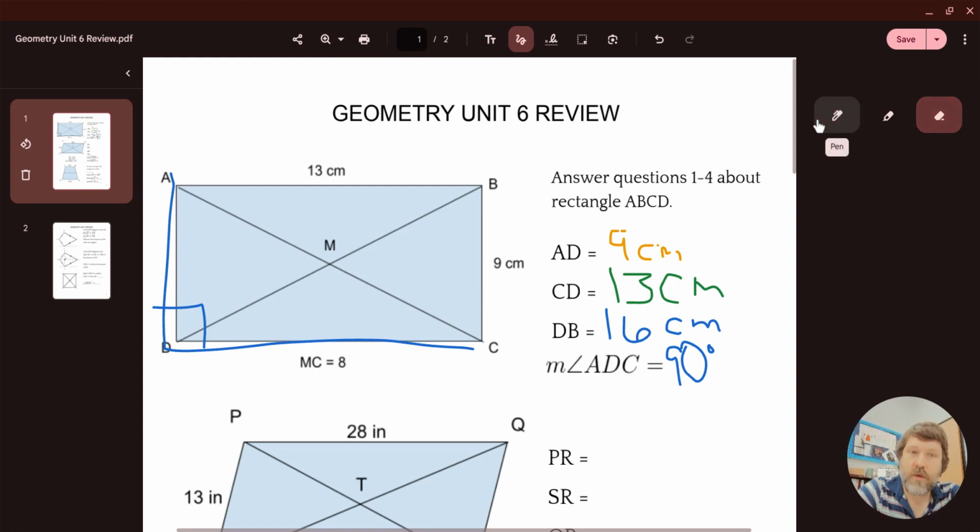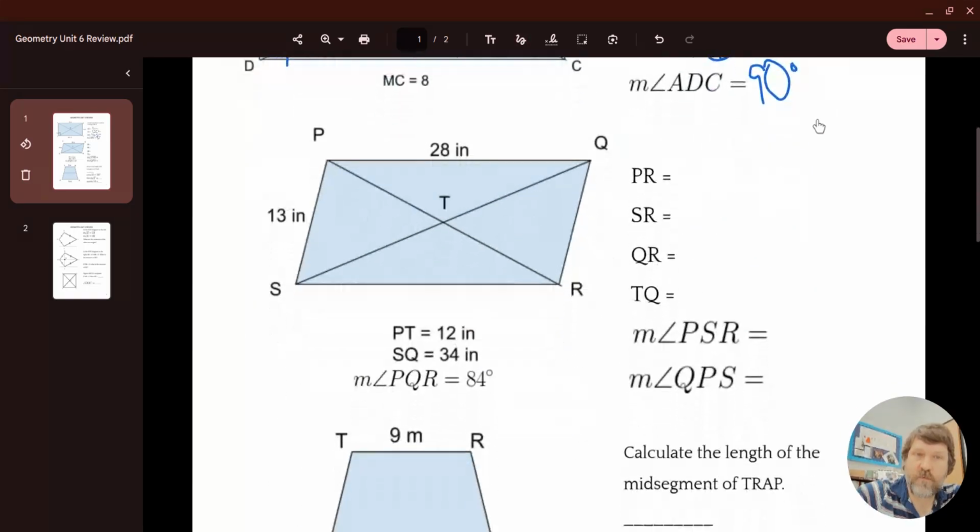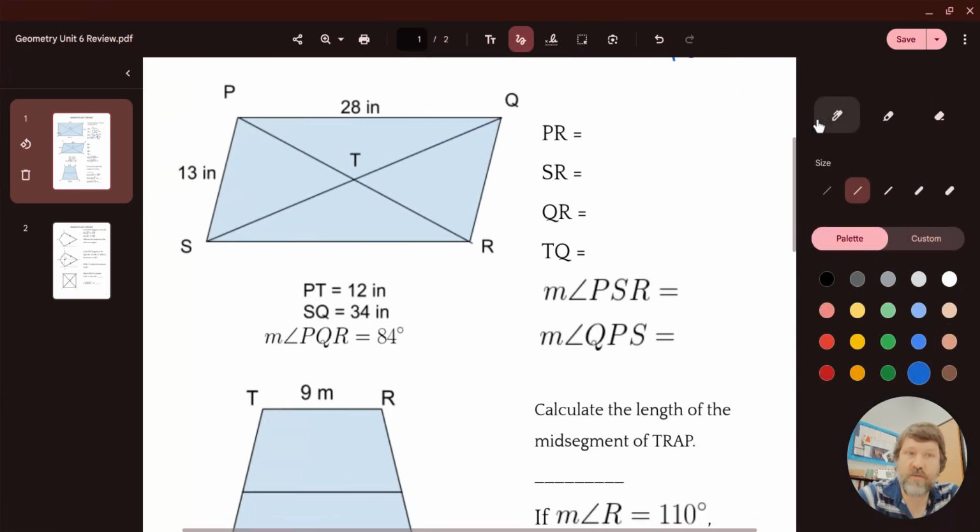All right, so I'm going to go ahead and scroll down here for us. All right, let's look at this next one. This is going to be a trapezoid. So with the trapezoid, the first thing we know is, just like the rectangle, these sides are the same. That's going to tell me that QR is 13. So that's something you can get right away. 13 inches.